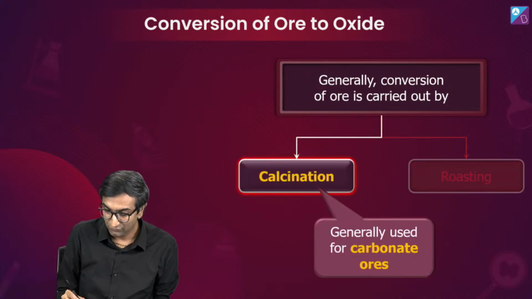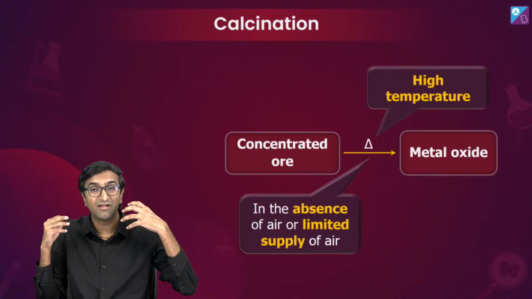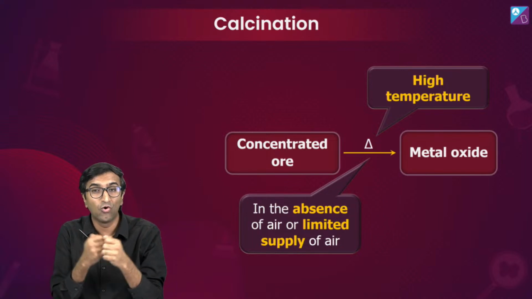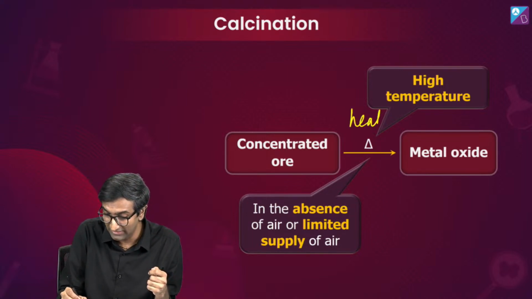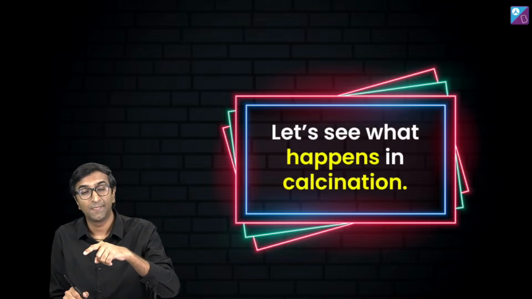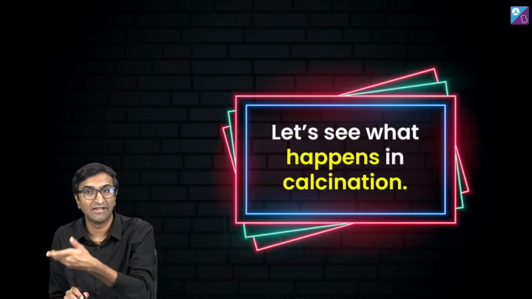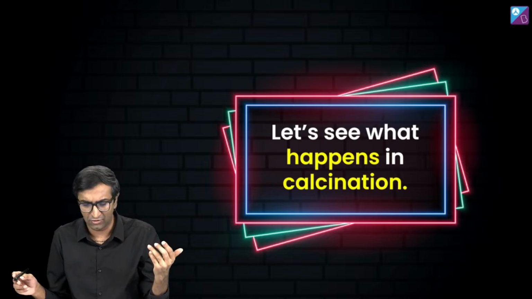Okay, so this is used for carbonate ores, and the interesting thing is that I give it so much heat that the ore literally breaks apart. That's what calcination is. This symbol is heat. Okay? In the absence or limited supply of air. This is very important. Because it already has oxygen, I don't want to give it oxygen any other way. If I do, it may mess things up. And plus, it increases my cost, so I don't need to do that.